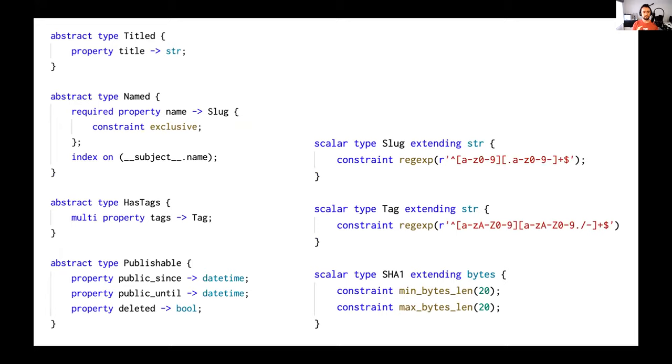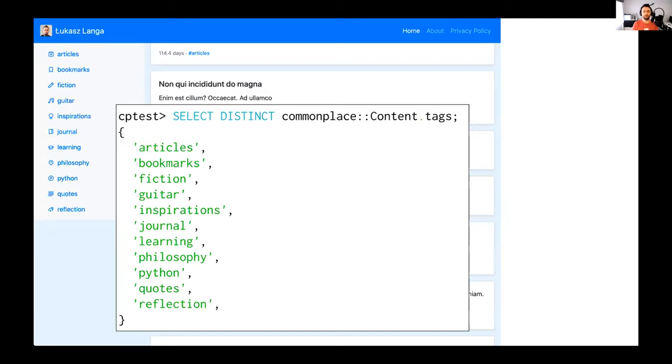There are also some scalars here, so we can set advanced constraints, like the slug should look like a slug, the tag should look like a tag, the SHA-1 should be exactly 20 bytes long. I don't want to bore you with this because this is not an HDB talk, as much as I would like to introduce you to HDB right now.